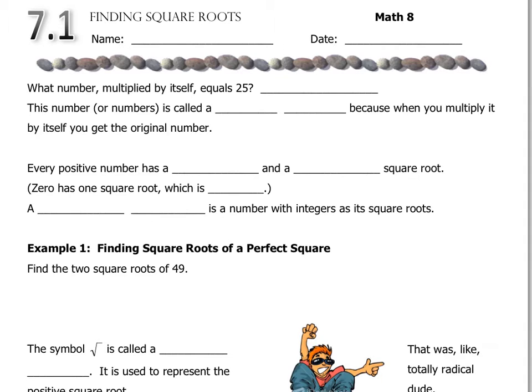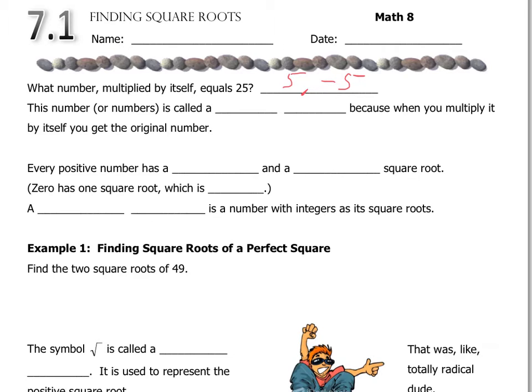So what number multiplied by itself equals 25? Well, 5 times 5 is 25. But keep in mind there's also another number, and that number is negative 5, because negative 5 times negative 5 is also positive 25. So all of our positive numbers have two square roots, both the positive and the negative.